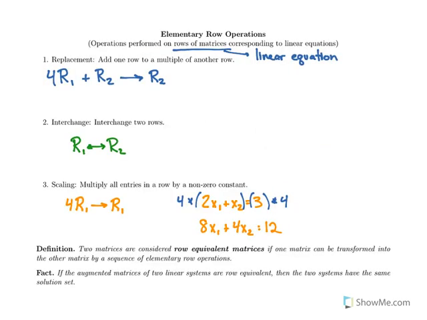All right, and in fact here, if the augmented matrices of two linear systems are row equivalent, then the two systems have the same solution set, what I just said. So again, row equivalent matrices are gotten from each other by elementary row operations. Scaling one row, so multiplying it by some number, swapping two rows, interchanging two rows, or doing this replacement operation on rows.